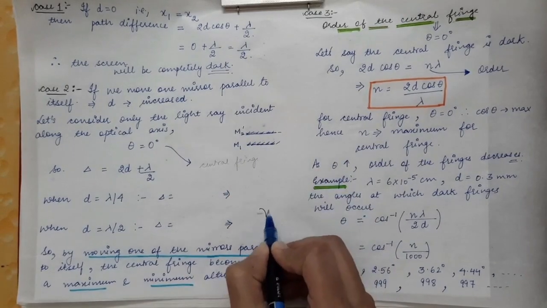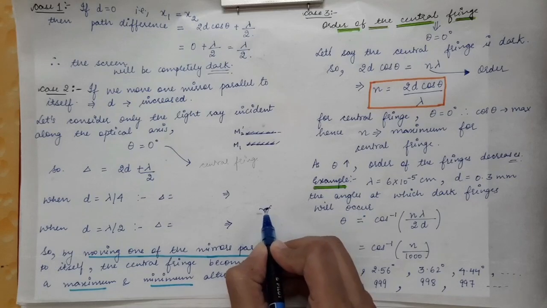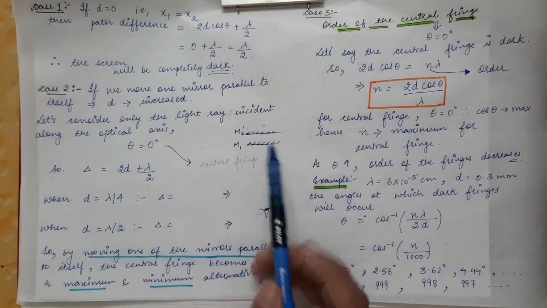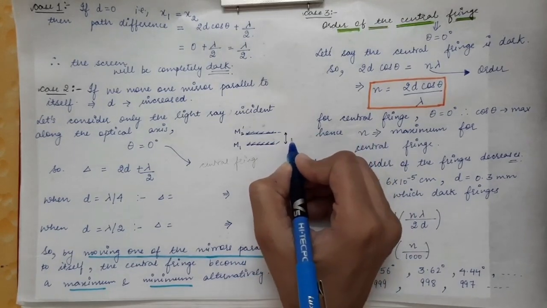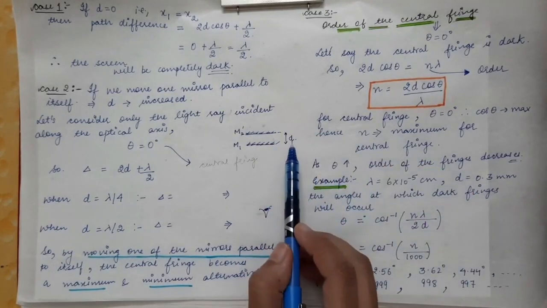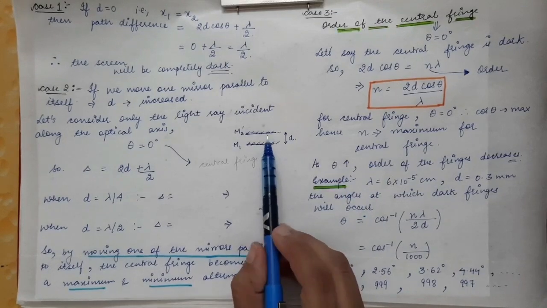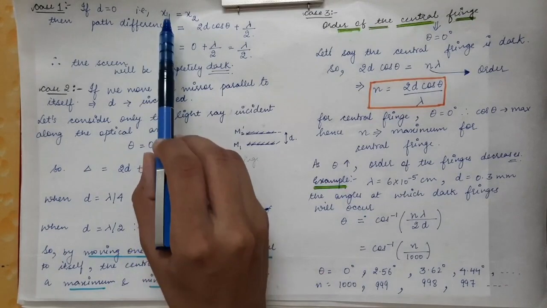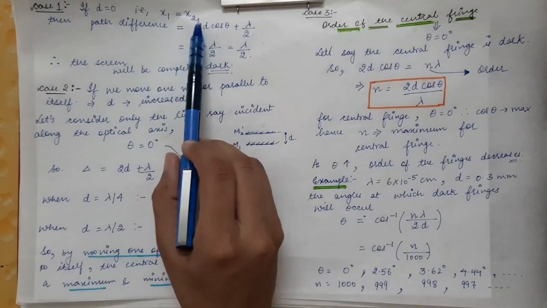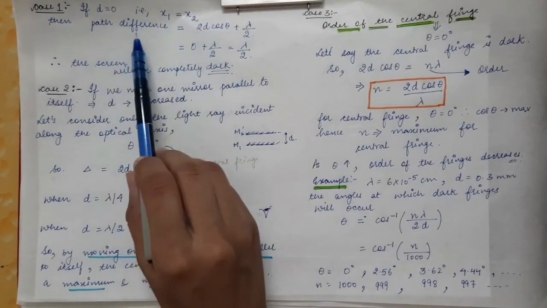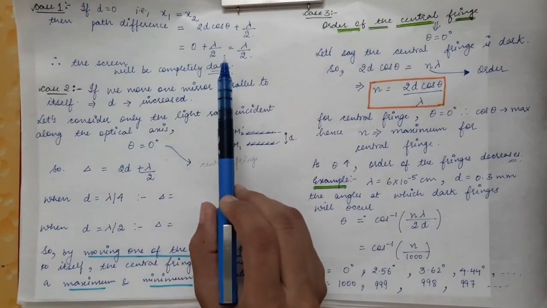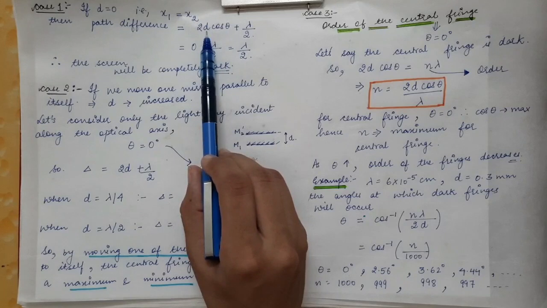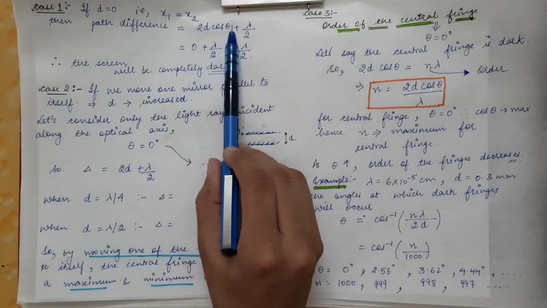So when seen from the downward direction, if the distance between these two mirrors is given by small d, and this distance between the mirrors is equal to 0, that is they exactly overlap with each other, that is x1 is equal to x2, what happens? The path difference between the two interfering beams will be, in place of d we will put 0. So this first term will vanish.